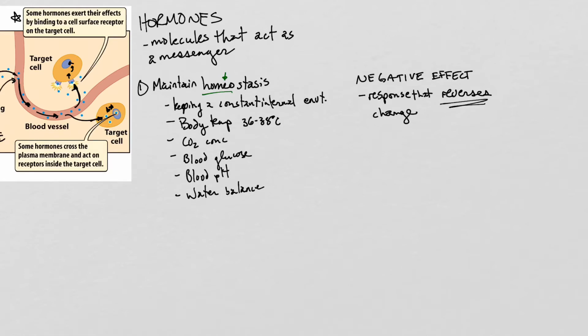And you can kind of think about it like the thermostat at your house. You set your thermostat to 70 degrees. If the house gets too hot, the air conditioning kicks on to cool it down. That's the reverse of what happened. The house got hot. That was the change. And the response is the air conditioning comes on to reverse that. Alternately, if the house gets too cold, the heat kicks on to reverse that change.